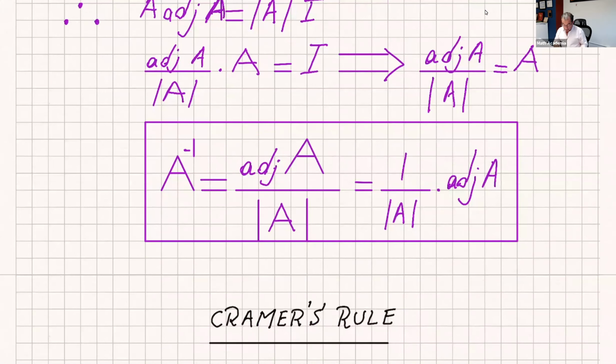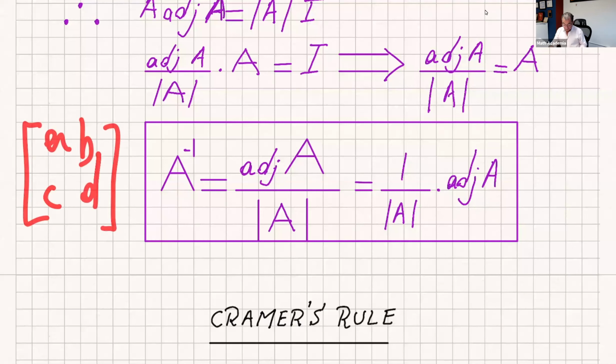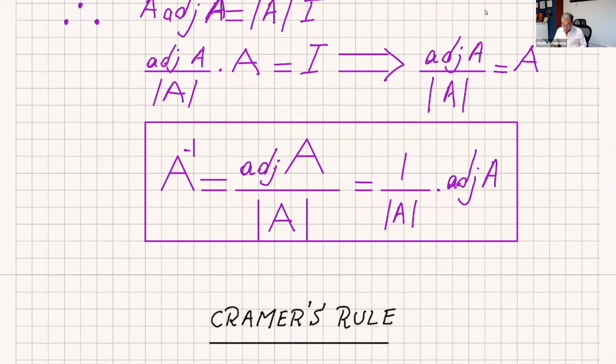I wrote it here again: the inverse of A is the adjoint of A over the determinant of A, or 1 over the determinant of A times the adjoint of A. That's another way of finding the inverse of A. For a 2 by 2 matrix, we had the formula, so please try that for a 2 by 2 matrix. If you have A, B, C, D, go over the formula, and that's the formula used to find the inverse of A fast. It's 1 over the determinant of A times the adjoint of A, you'll see.